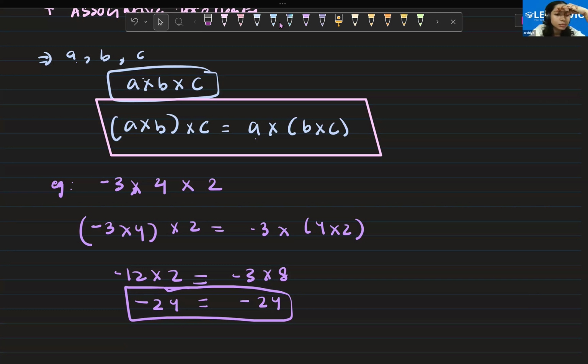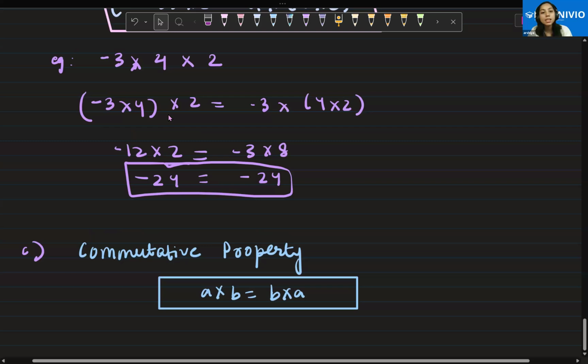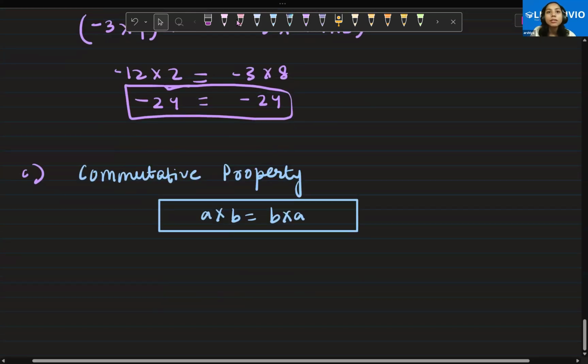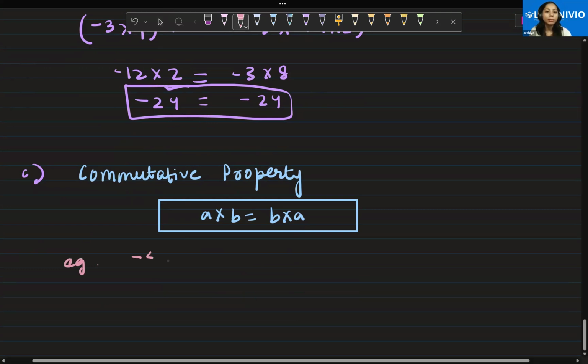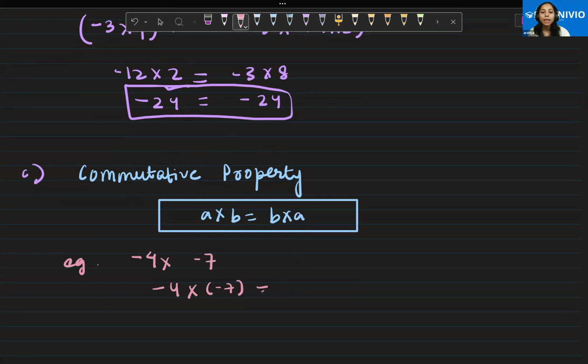Done, ma'am. All right. Now the last property is the commutative property, which is that you can multiply in any order. So A into B will be equal to B into A. Say I have two integers, -4 multiplied by -7, or I can also do -7 into -4. My answer will be the same. What's 4 into 7? Yes, the answer will be 28 on both sides. Okay, write this down.